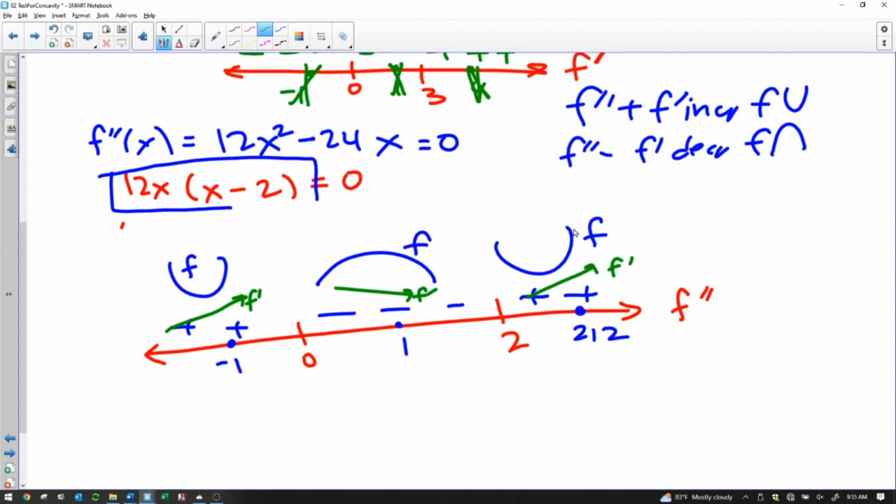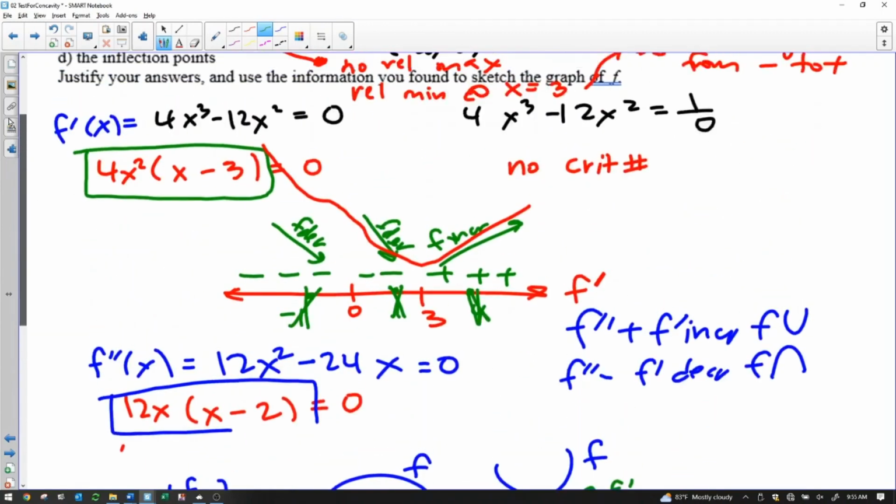So then the question is, is there a POI at 0 and 2? Are these POIs? They were possible POIs. But to confirm that they're POIs, you have to be changing concavity. So do you change concavity? Yes. So let's go back up here and let's do all of our answers.